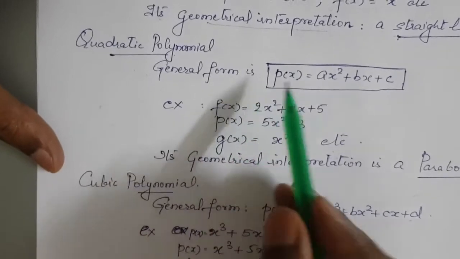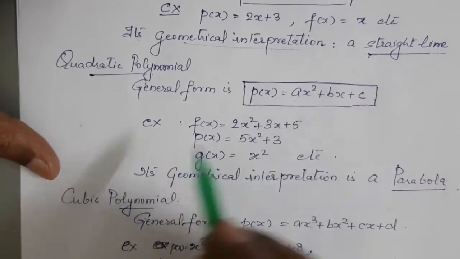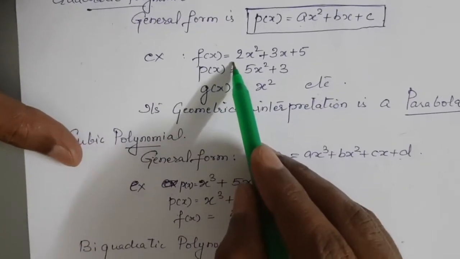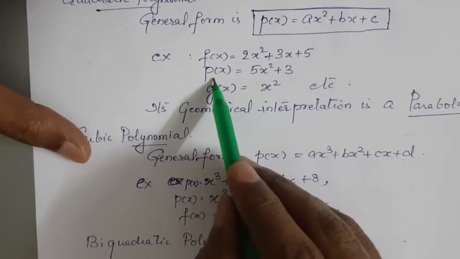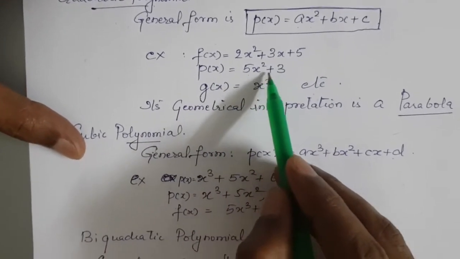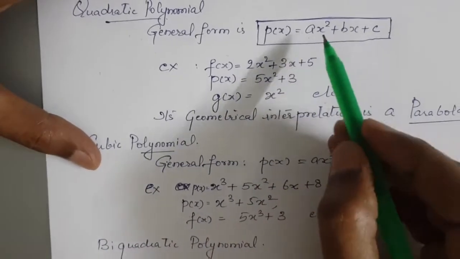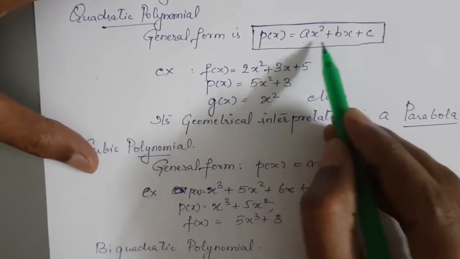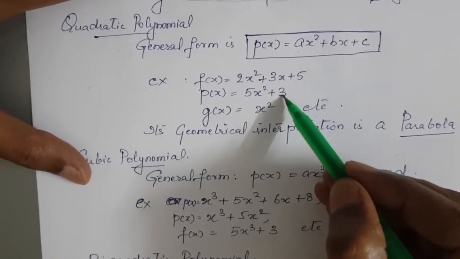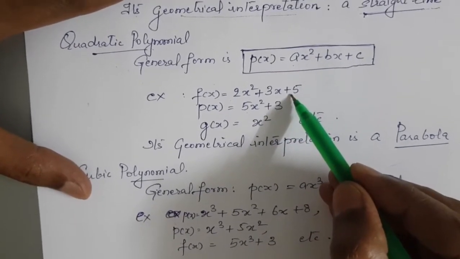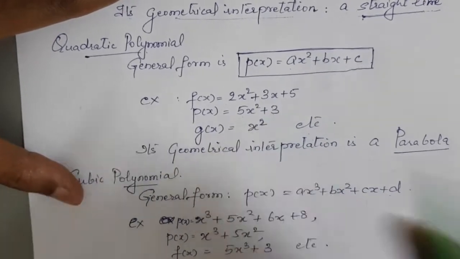Its general form is ax² + bx + c. Examples: f(x) = 2x² + 3x + 5, or p(x) = 5x² + 3, or g(x) = x². This doesn't mean that a quadratic polynomial always will contain 3 terms. It can have 1 term, it can have 2 terms, it can have 3 terms. Only thing you have to remember is that the degree of that polynomial must be 2.